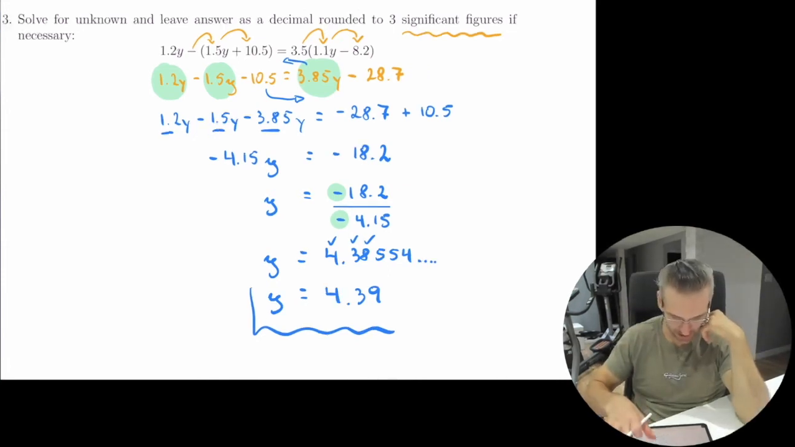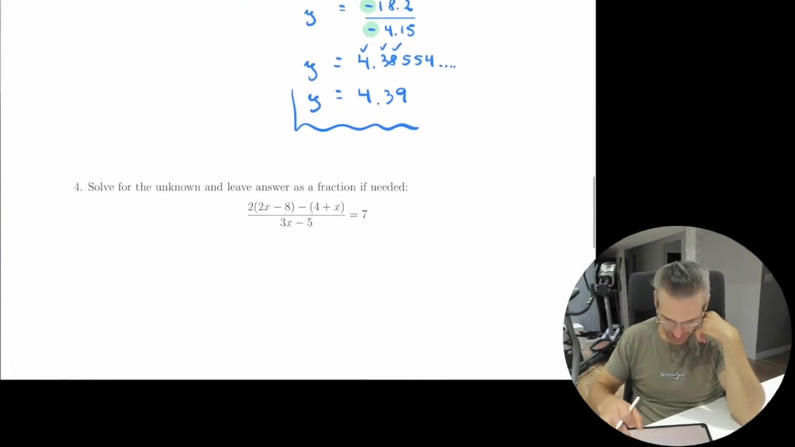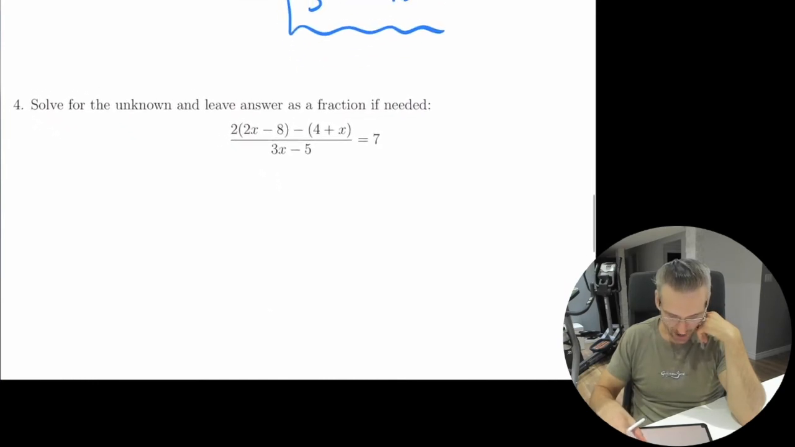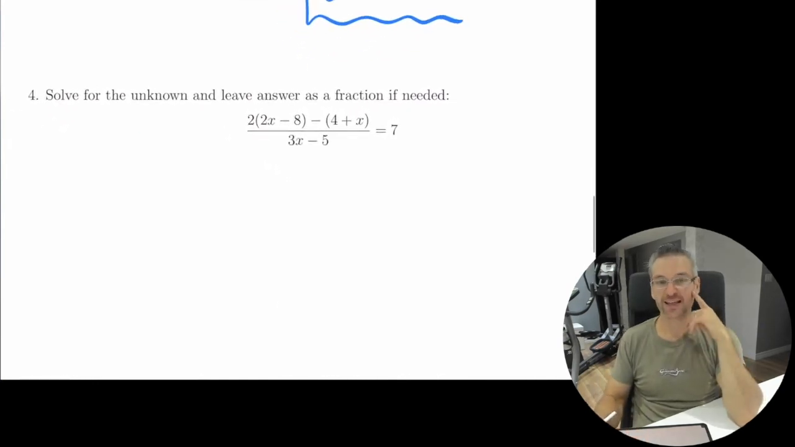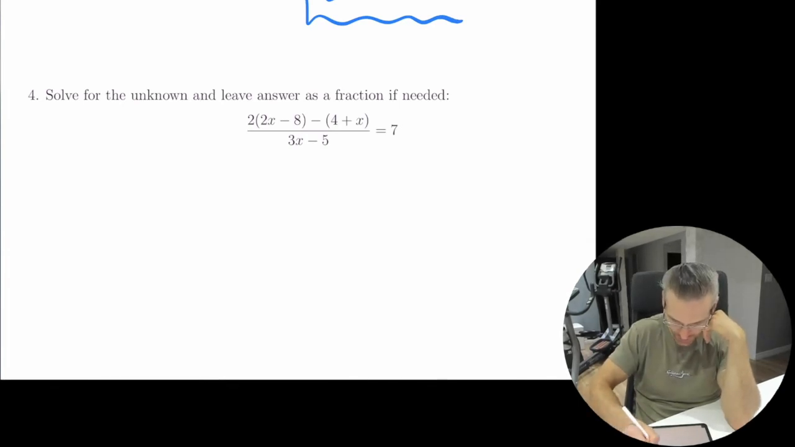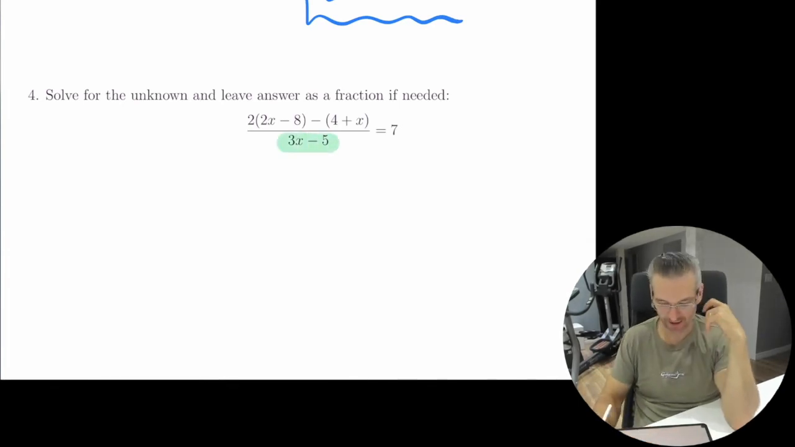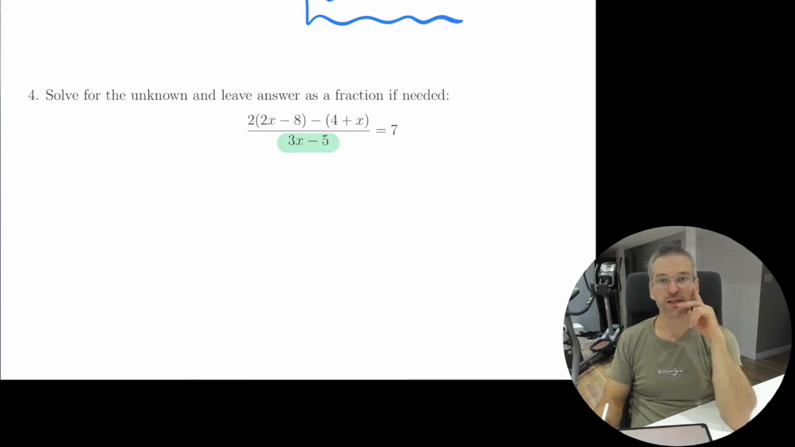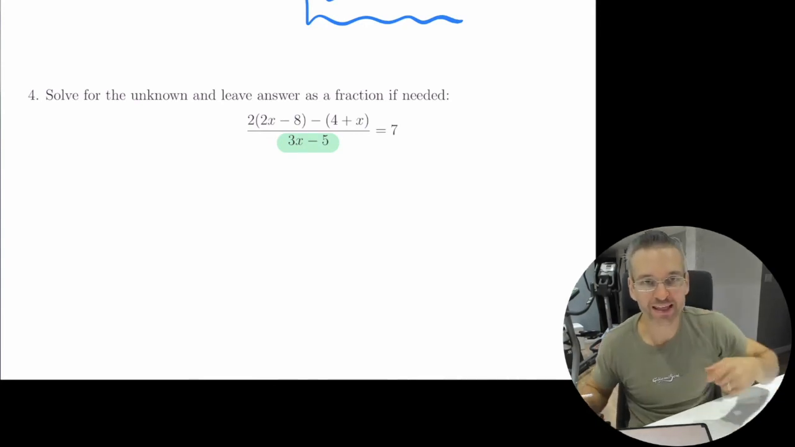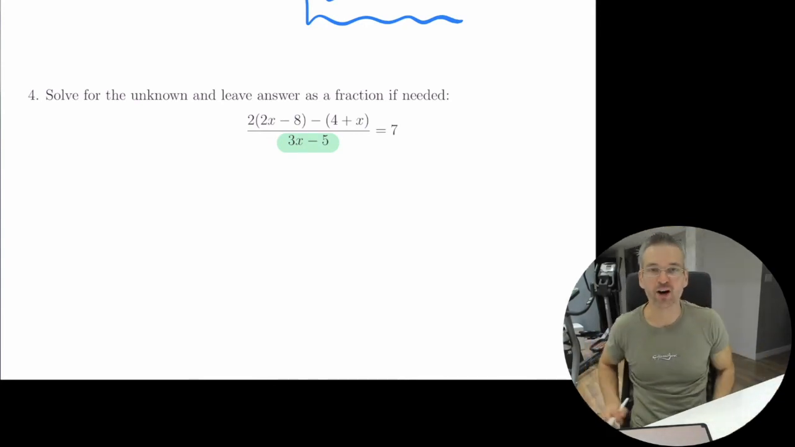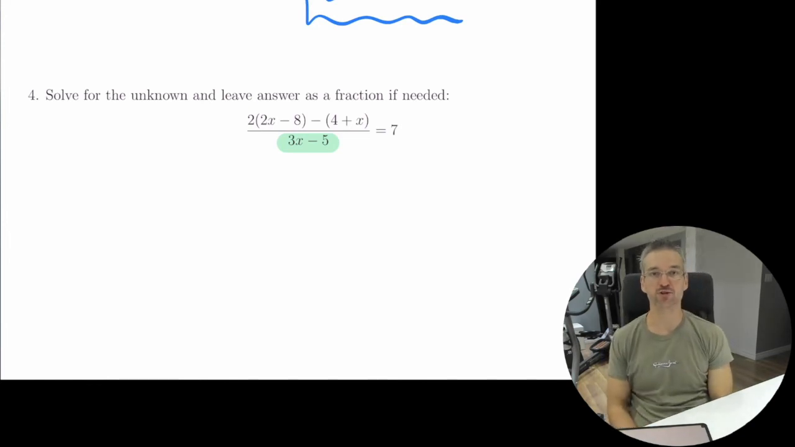Question number 4. Let's see that one. Let's see if you can handle this. Now, all of a sudden, we have brackets. We have our variable at the denominator. So notice right here, a little annoying. So what do we do? Well, we cannot have our variables in the denominator if we're solving for them.